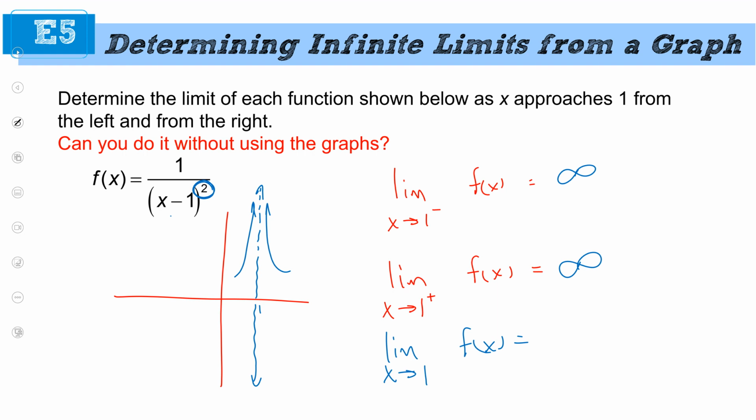Limit doesn't exist. Now, the follow-up to that last question in blue would be why? And your answer would be because the left-hand limit equals the right-hand limit. Infinity, infinity, infinity. Remember, if these two don't match, this has to be DNE by our definition for directional limits. But since they're both infinity, we're good to go.